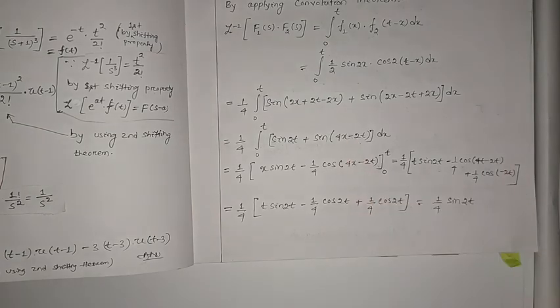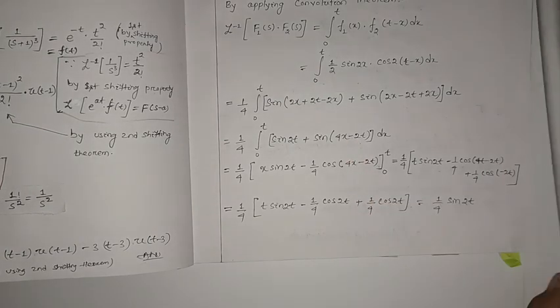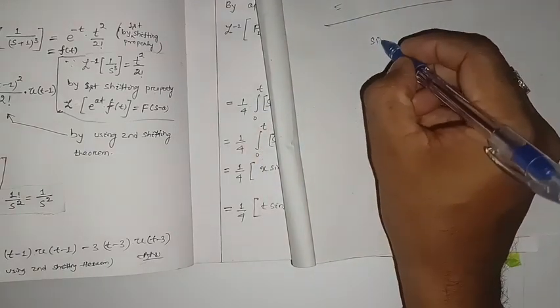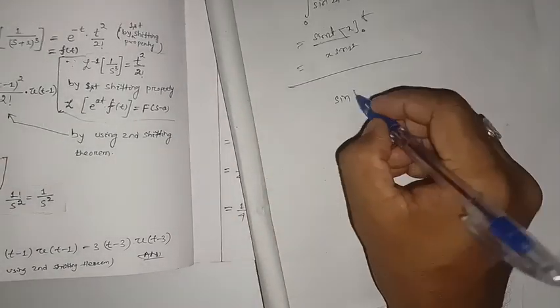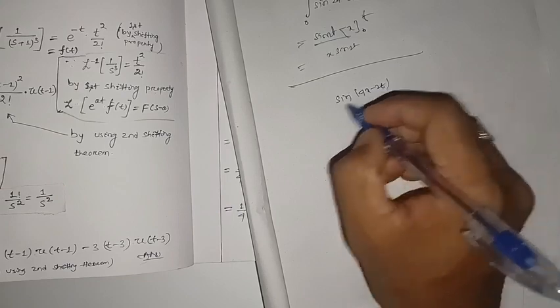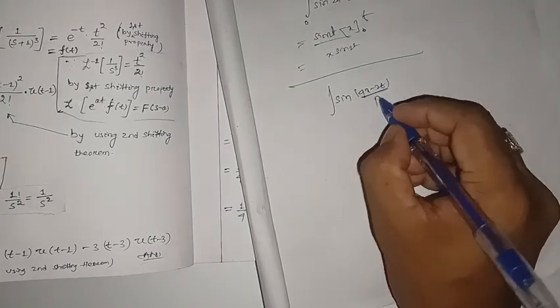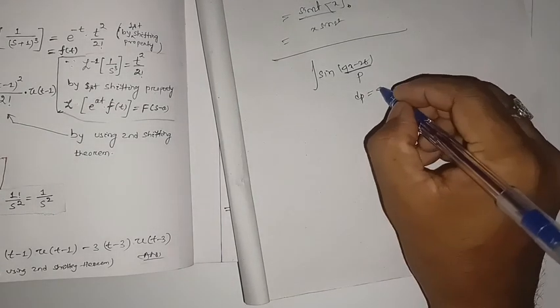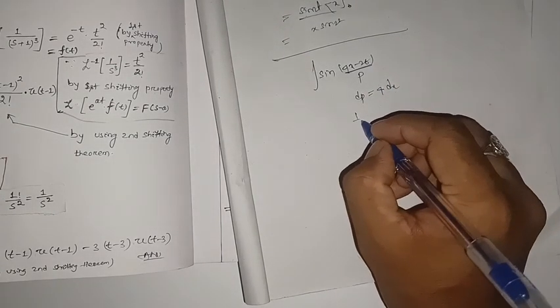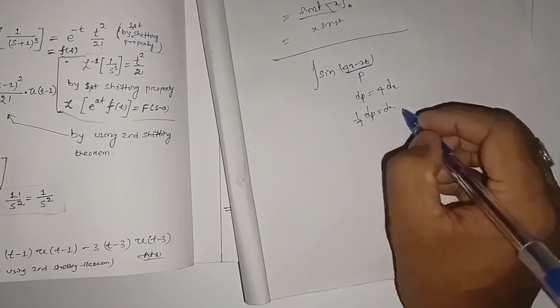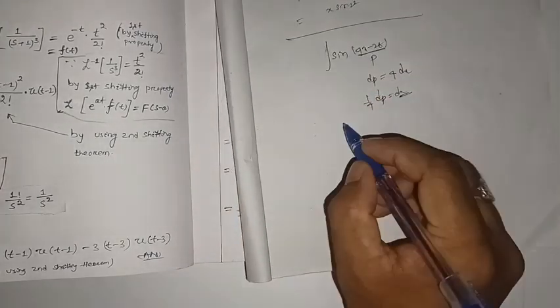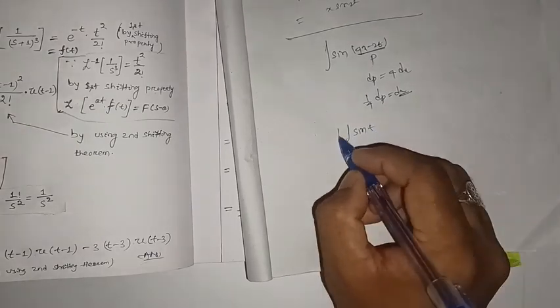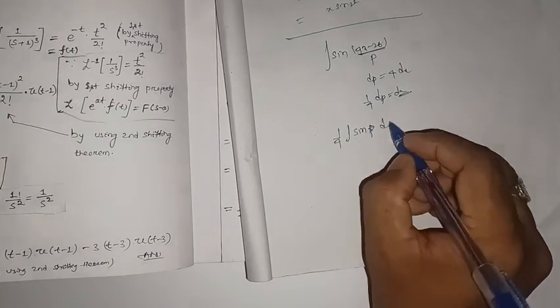So if we consider 4x minus 2t as another variable, I will do it for you. It is very easy. The integration of 4x minus 2t: consider this one as p. So dp will be how much? 4 into dx. So 1 by 4 dp will be dx. So instead of dx we have to put dp by 4. So sin t, 1 by 4 sin p dp.